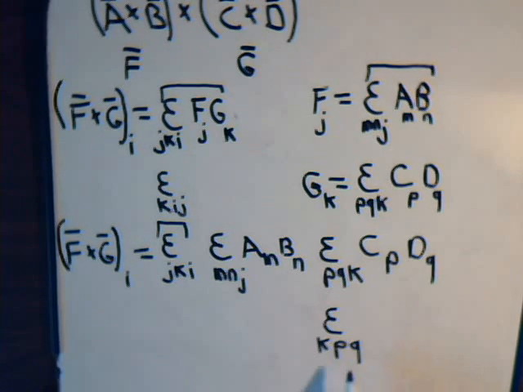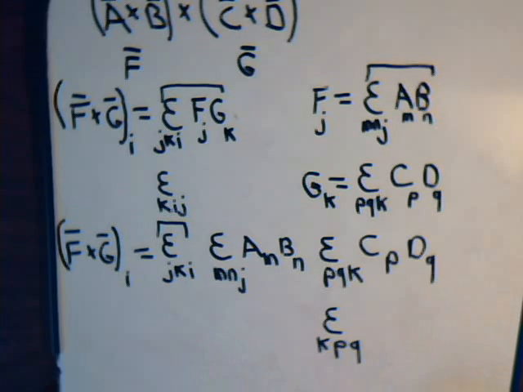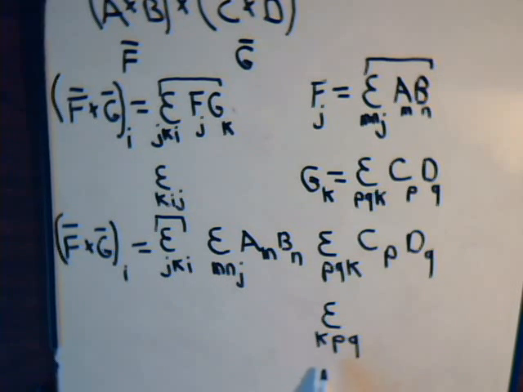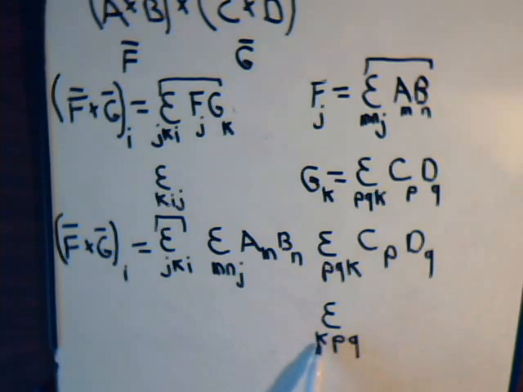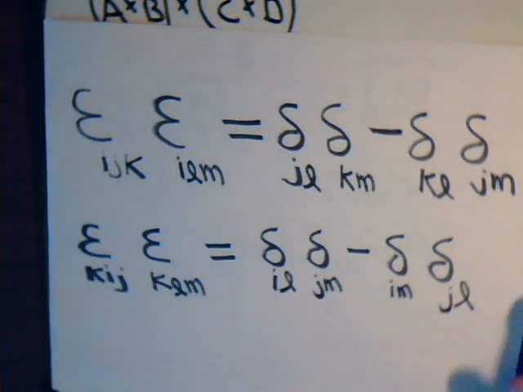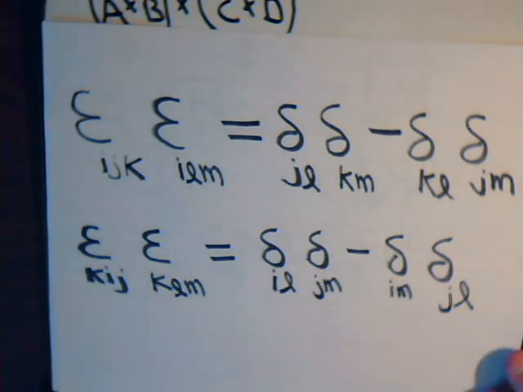This and this are equivalent because this is an even permutation of that. And if we do it like that, then we'll have an epsilon kij and an epsilon kpq. So that means we have two epsilons that share the first index. And that's the kind of setup that we need to invoke a version of our epsilon delta identity.